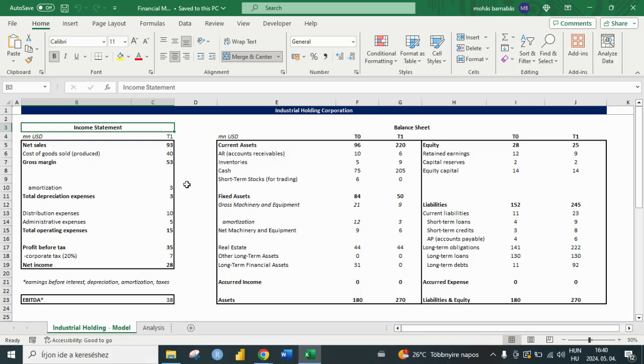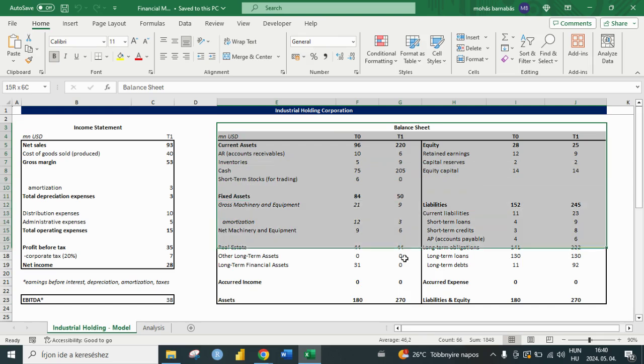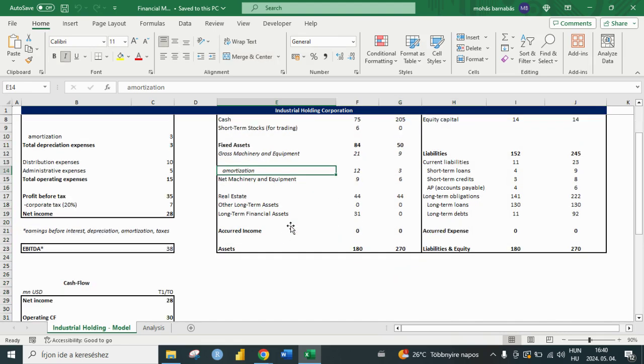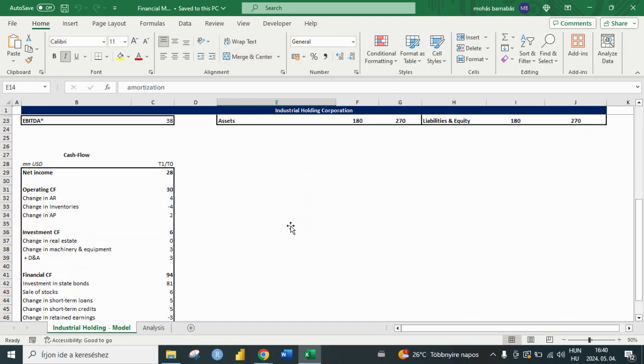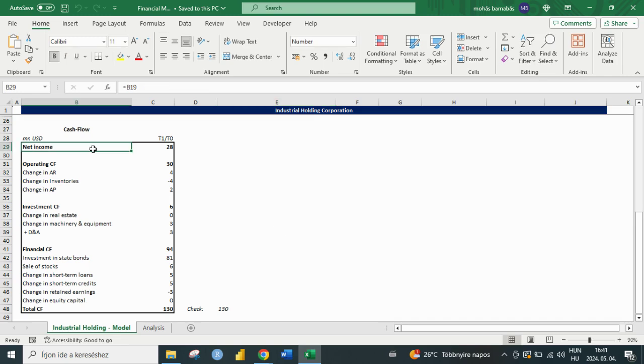So welcome back everybody, and here in this Excel sheet you can see the key financials and the simplified financial model of our client, which is Industrial Holding Corporation. Here on the left hand you can see a simplified income statement. Here on the right hand side you can see a simplified balance sheet for the last 2 years. And here you can see the cash flow statement, which is the latest one.